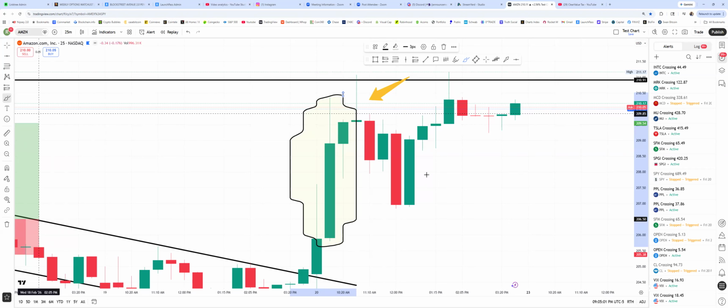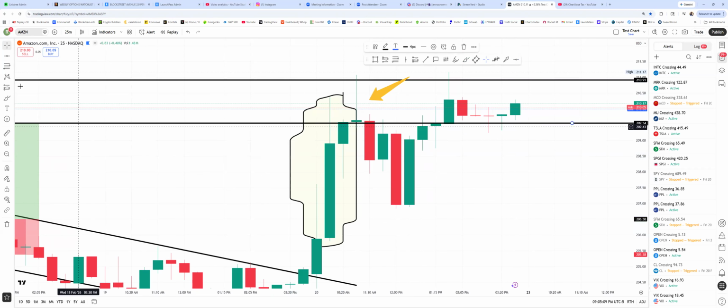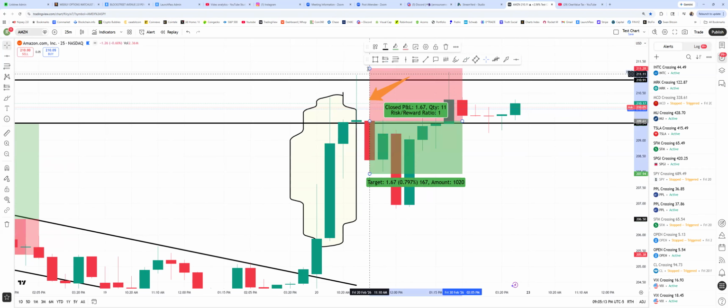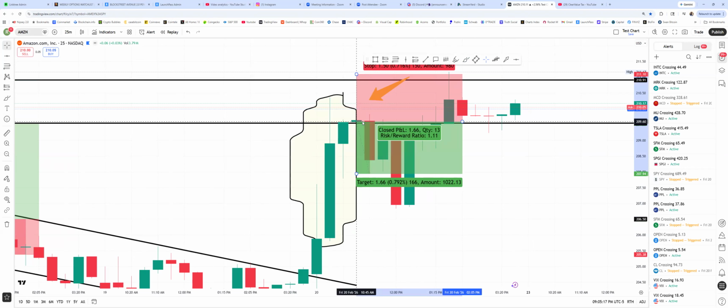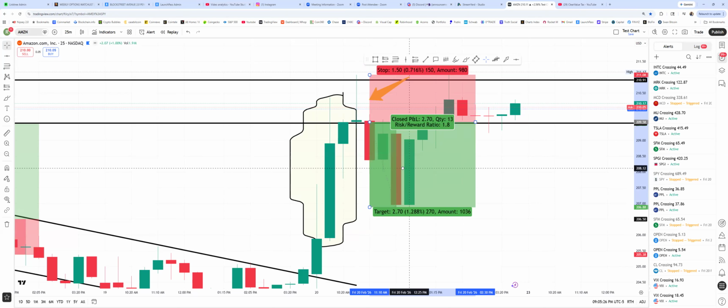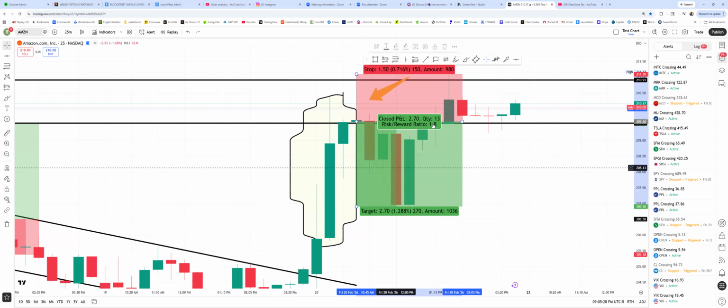So if you wanted to play this, the moment it fakes out, you go put right here. Put here, stop loss on the top right here, right? And then let's see how much you would have got. Not quite 2-to-1, but almost there, right? If you got in immediately, almost 2-to-1.